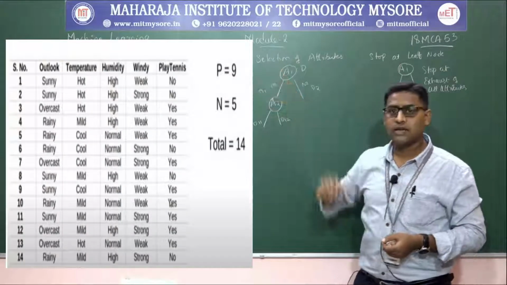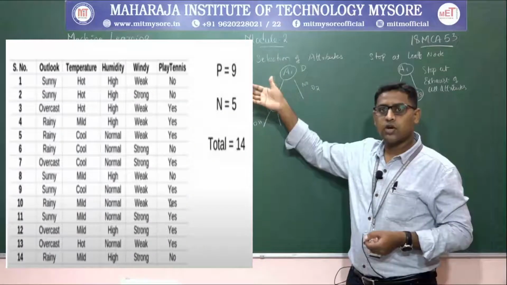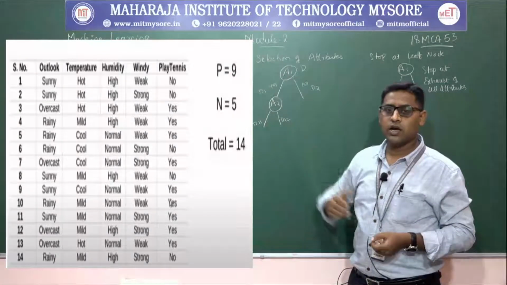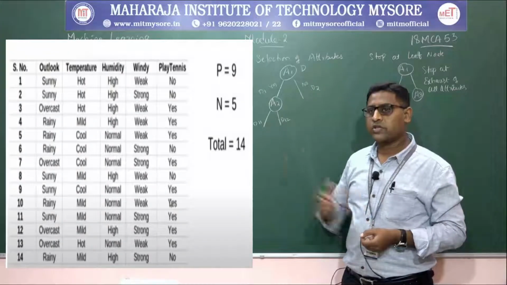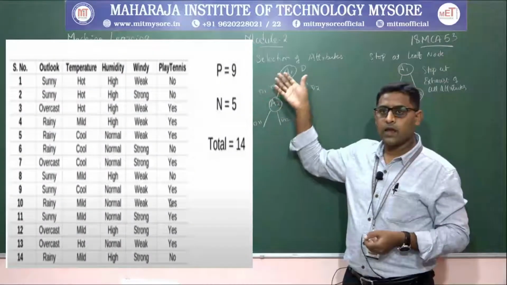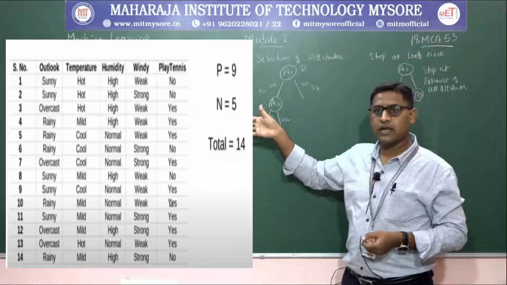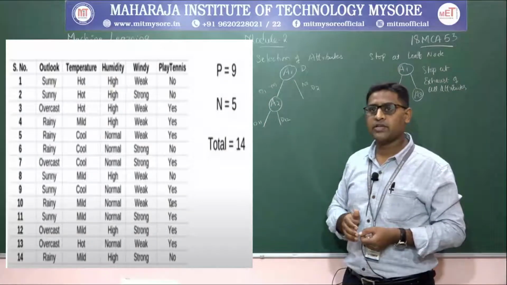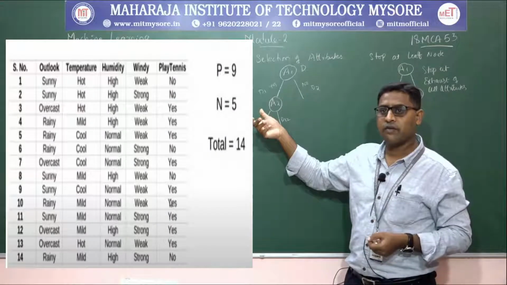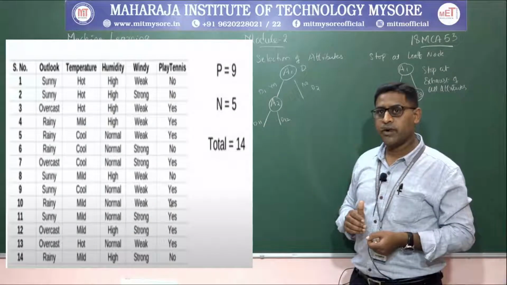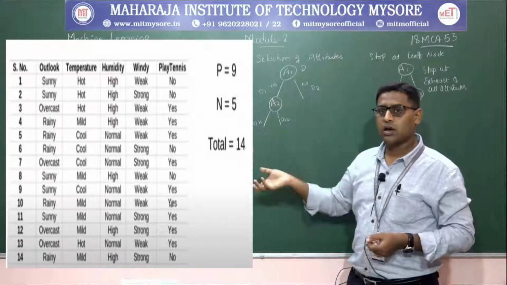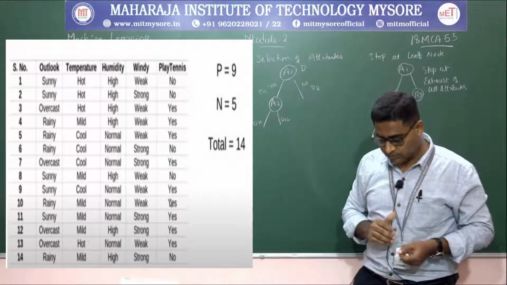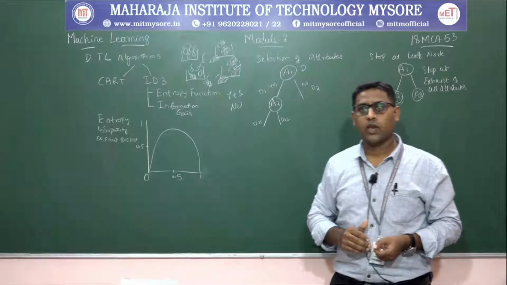Now again consider the same data set of playing tennis. Here you can see the 14 predictions, which are yes and no. Positive predictions are 9 and negative predictions are 5. Totally there are 14 predictions for all the attributes.